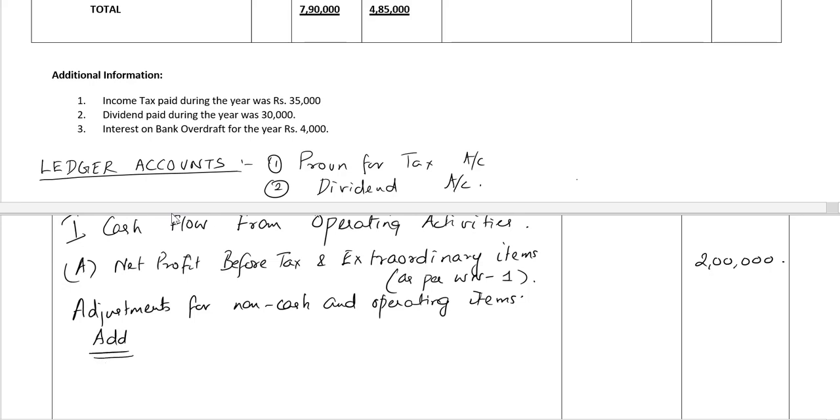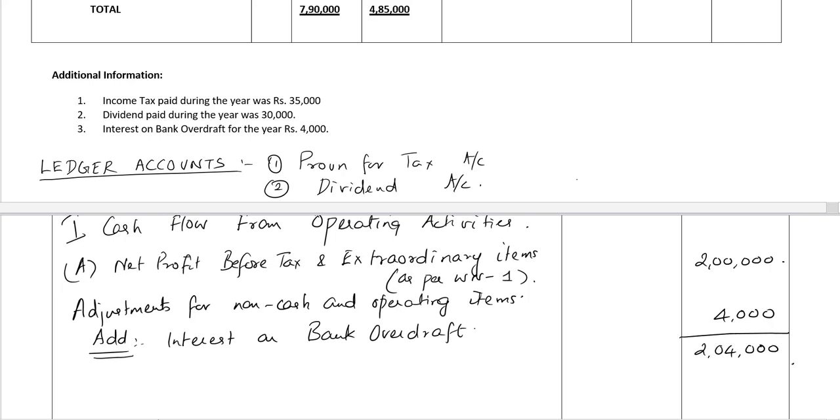So add interest on bank overdraft, ₹4,000. There are no items to be deducted also. So 2,04,000 rupees is the operating profit before working capital changes.